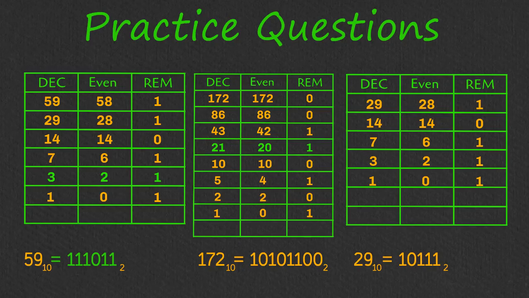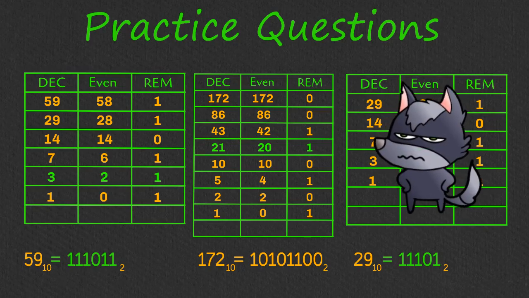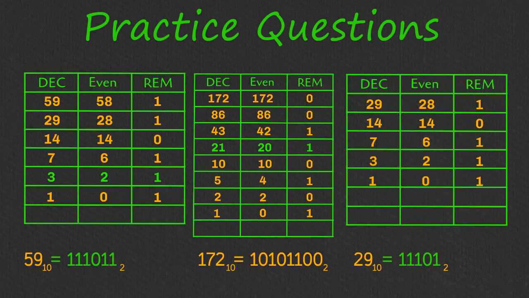The last table, 29, has no mistakes in the table, but the REM column is incorrectly copied from top down instead of bottom up. So the final answer is incorrect. The correct answer is 29 in decimal is equal to 11101 in binary. This is probably the most annoying mistake of them all. After all that hard work, messing up the last step can be quite disappointing. Make sure you look out for the types of mistakes we just found in the exercises and that your tables won't have them in your exam or assignments.